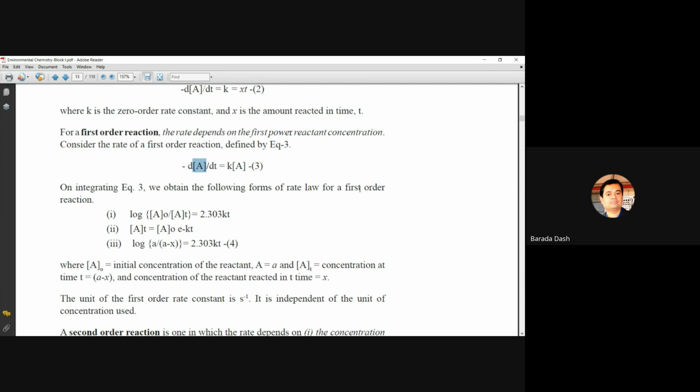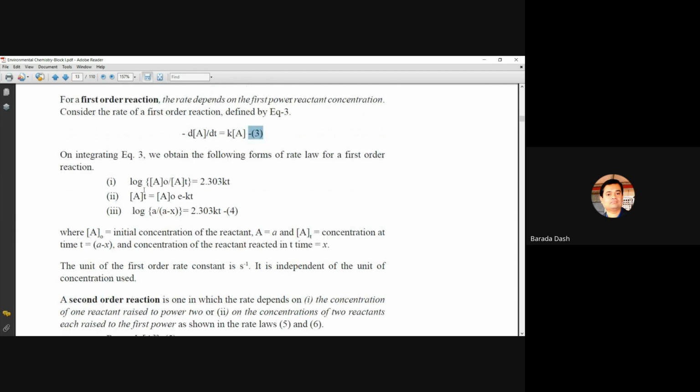Okay, so on integrating equation 3, we obtain log a0 by a at time t equal to 2.303 kt, or a at time t equal to a0 into e to the power minus kt, or log a by a minus x equal to 2.303 into kt, where a0 is the initial concentration of the reactant and a at time t is equal to a minus x. The concentration reacted in time t is equal to x.